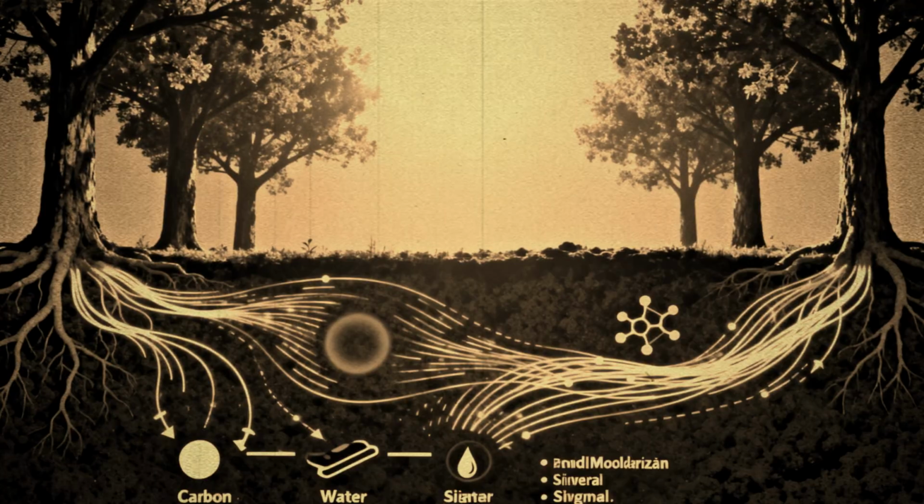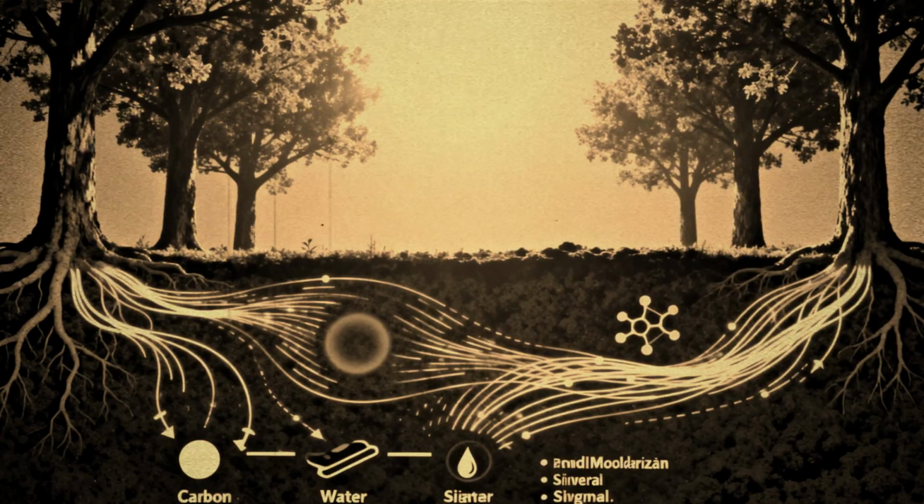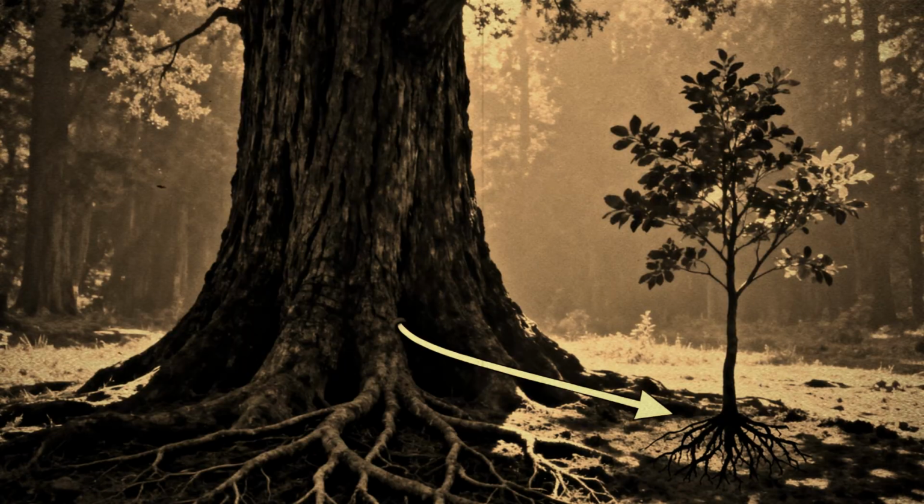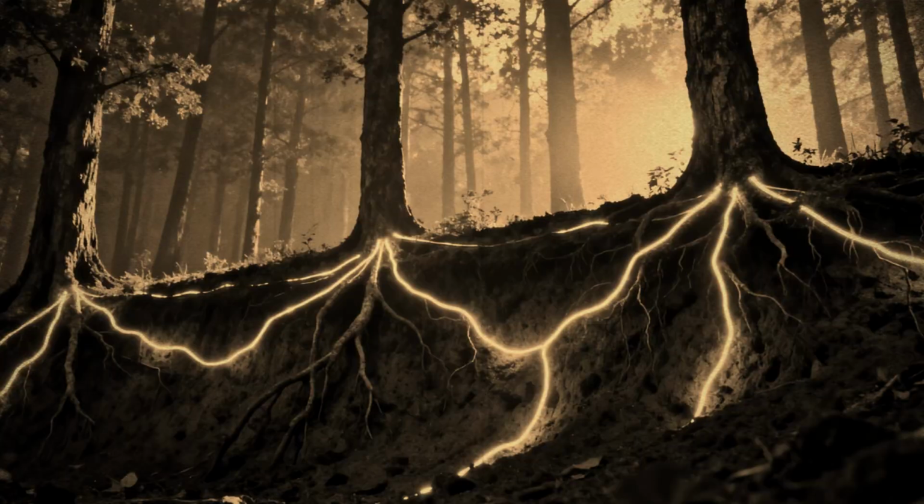Carbon and water and chemical signals move through this network from tree to tree. A large tree in the center of a network can subsidize a smaller tree at its edge that is not receiving enough light. The network is a sharing and communication system for the forest as a whole. Scientists who study it sometimes call it the wood wide web.